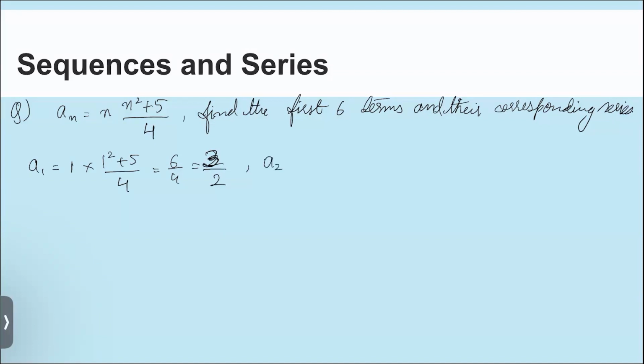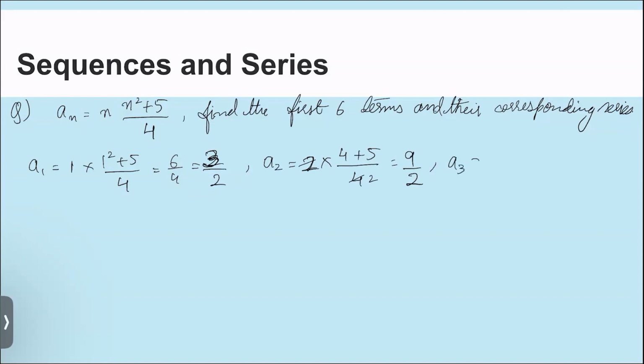Then your A2 is going to be, n is 2, so 2 into 2 squared, so 4, plus 5, upon 4. Okay, so this is 2 times 9 by 4, so this becomes 9 by 2.